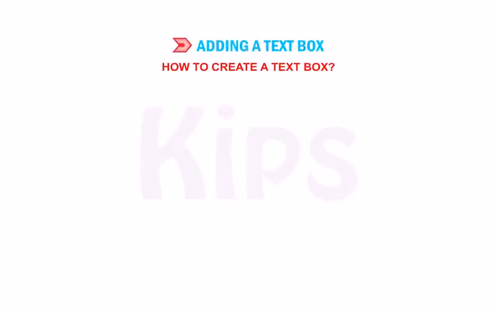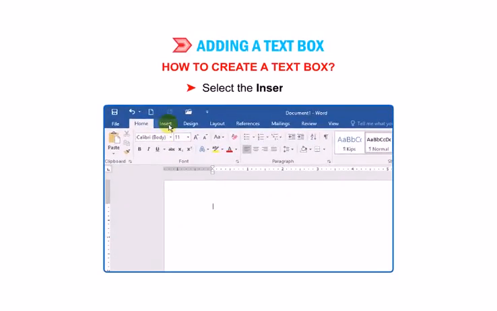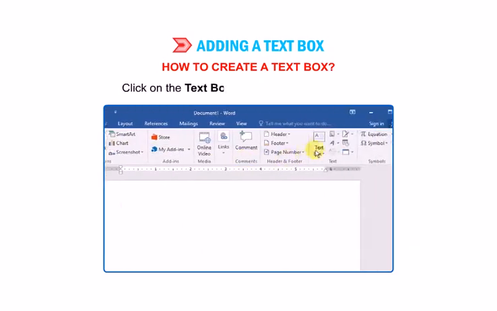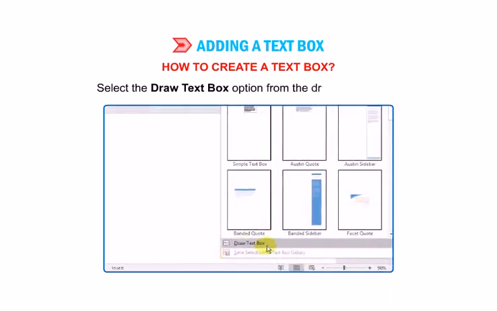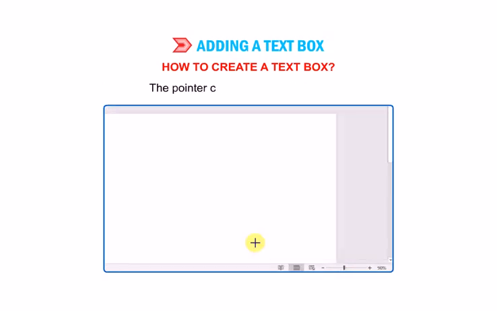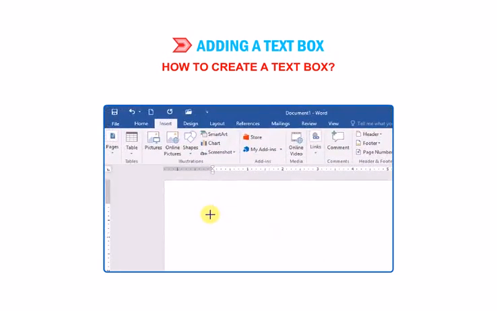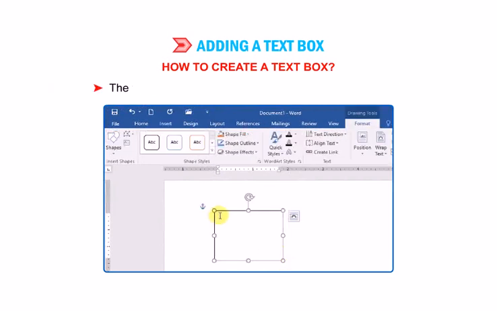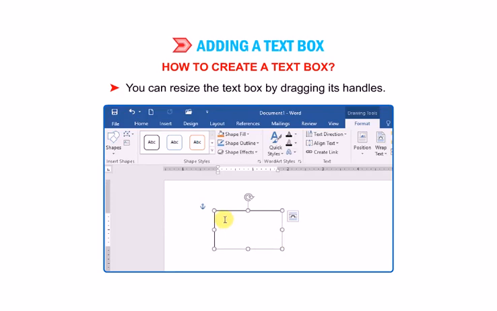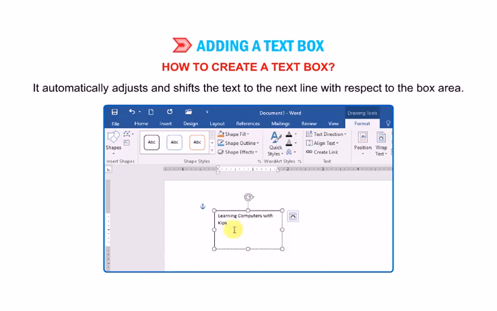Now let us find out how to create a text box. Select the Insert tab. Click on the Text Box button in the Text group. Select the Draw Text Box option from the drop-down menu. The pointer changes into a cross symbol. Click and drag the mouse pointer on the document to create the text box. The text box will be drawn with the insertion point inside it. You can resize the text box by dragging its handles. Type the text. It automatically adjusts and shifts the text to the next line with respect to the box area.